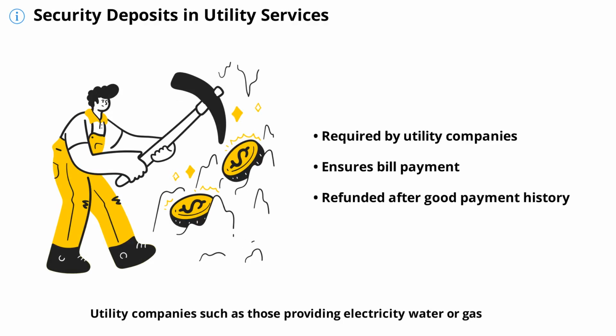Utility companies, such as those providing electricity, water, or gas, may require a security deposit when you start service. This deposit ensures that the company can recover costs if you fail to pay your bills. The deposit is usually refunded after a certain period of on-time payments or when you close your account. Check with your provider for their specific policies.